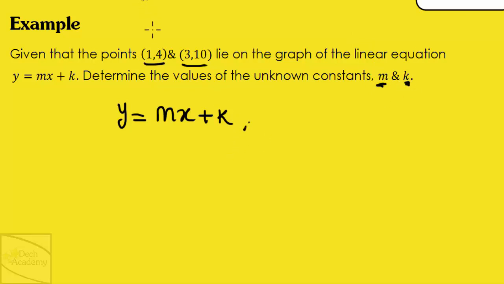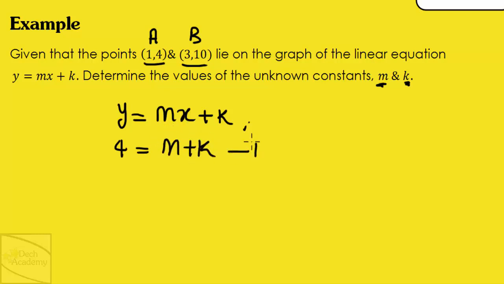Now we're told that this point, let's call it A, lies on that line. We're also told that this point here also lies on the line. So let's start with the first point. Because point A lies on this line, it means that when I replace x with its x coordinate and y with its y coordinate, the equation must be satisfied. I'm going to replace y with the y coordinate, 4. I'm going to replace x with the x coordinate, which is 1. So m times 1 is m. So this is what I have.